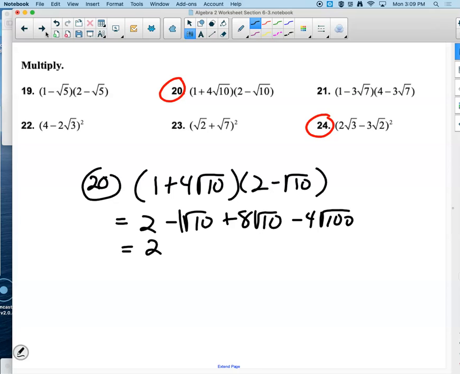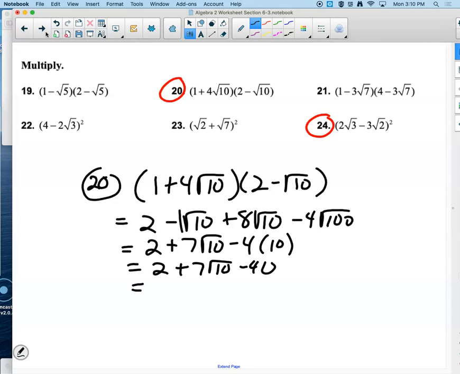And then we have our two aha moments where we notice we can put our two middle terms together, and -1 square root of 10 plus 8 square roots of 10 is 7 square roots of 10. And then we notice, hey, the square root of 100 is 10. So this will be 2 plus 7 square roots of 10 minus 40. And so for number 20, we end up with negative 38 plus 7 square roots of 10. Because again, to add, they must be like radicals. So we're putting the integers together to add those, and then we have the radicals, which were the square root of 10.